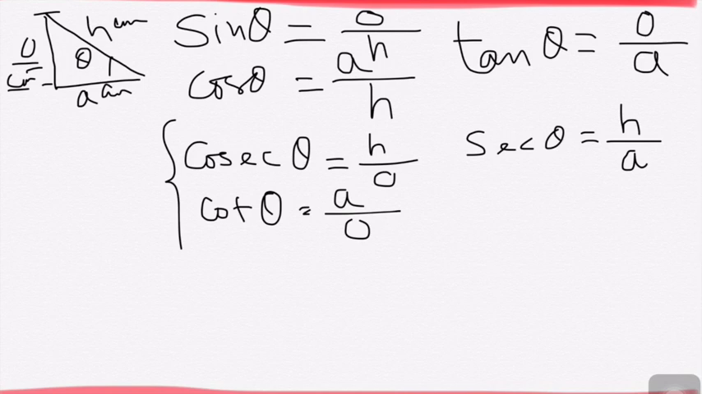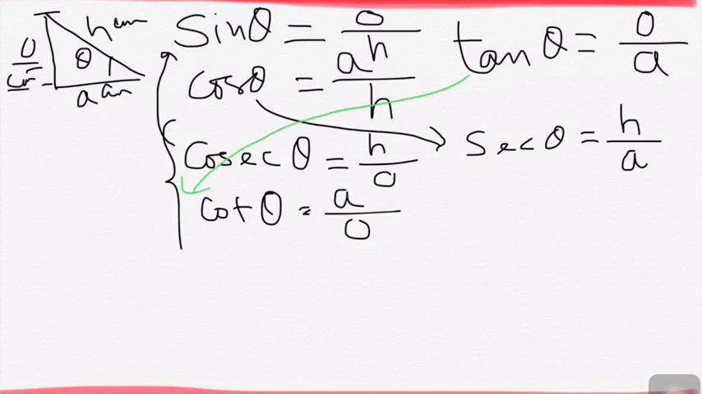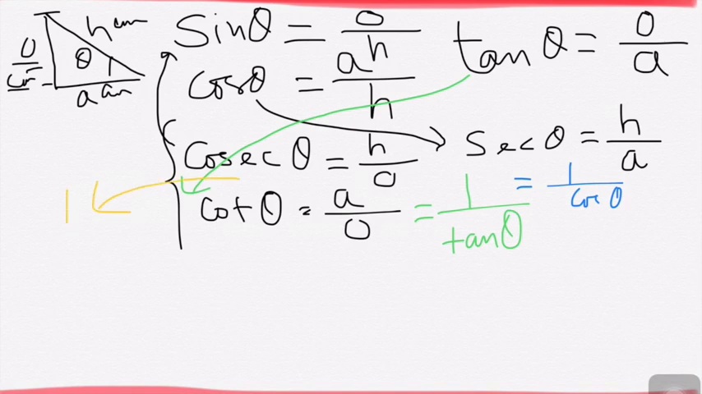For example, cosec theta is nothing but inverse of sine theta. Sec theta is nothing but inverse of cos theta. Tan theta is nothing but inverse of cot theta, or cot theta is inverse of tan theta. So we can write cot theta equals 1 by tan theta. We can write sec theta equals 1 by cos theta. We can write cosec theta equals 1 by sine theta.